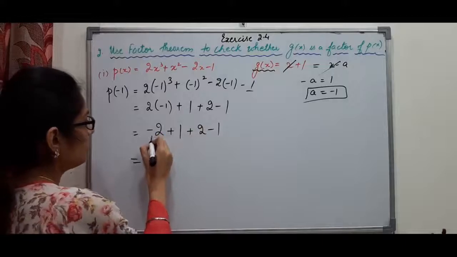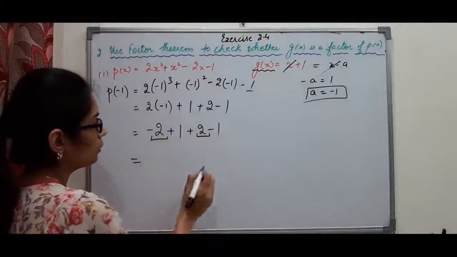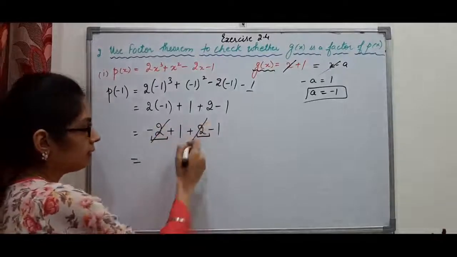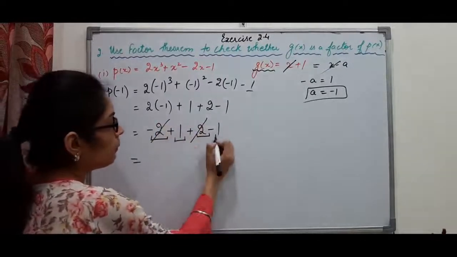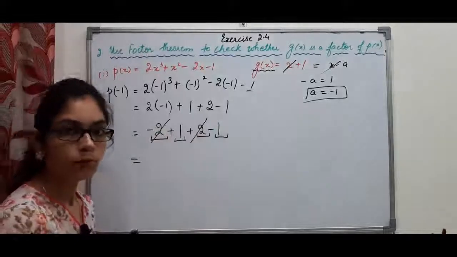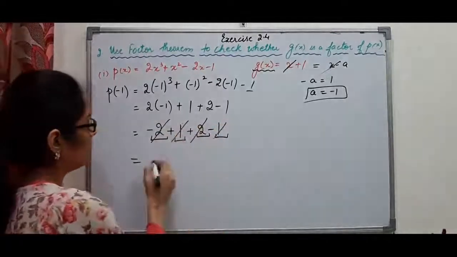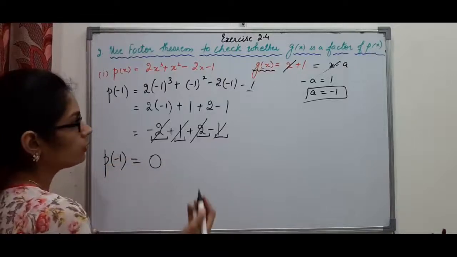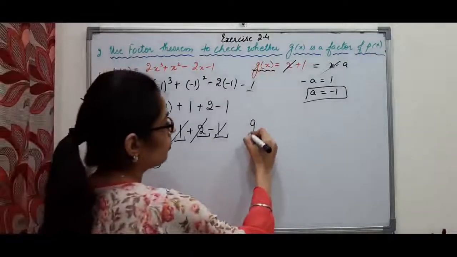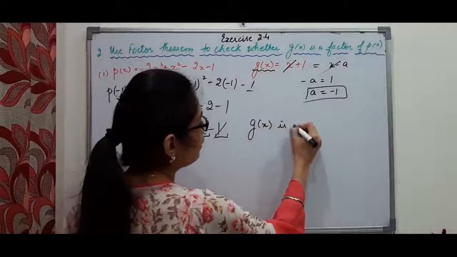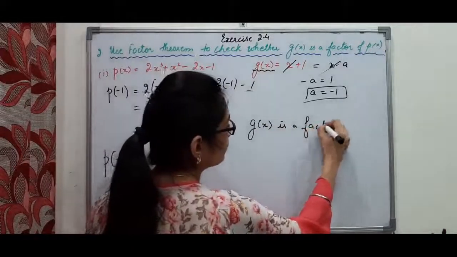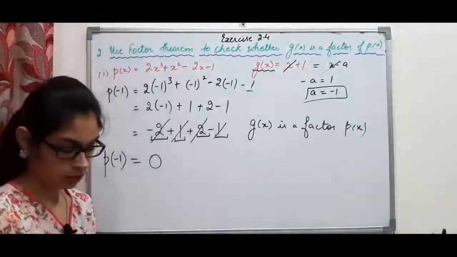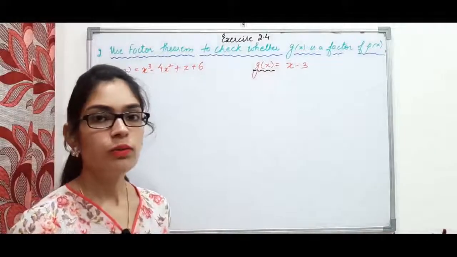So we can see this minus 2 and this plus 2, two same terms with opposite signs, they will always get cancelled. Plus 1 minus 1, two same terms with opposite signs, again they will get cancelled. So I got p of a or p of minus 1 is equal to 0, which is showing me that g(x) is a factor of p(x). Now let's do the next part of the second question. Now let's do the third part.